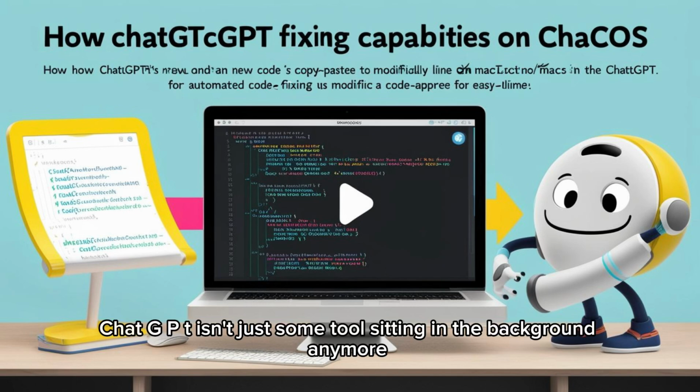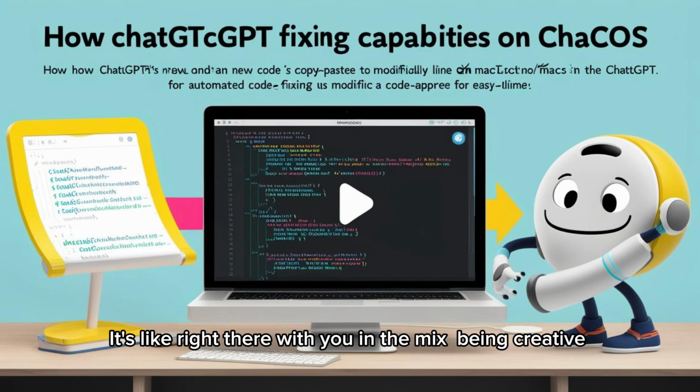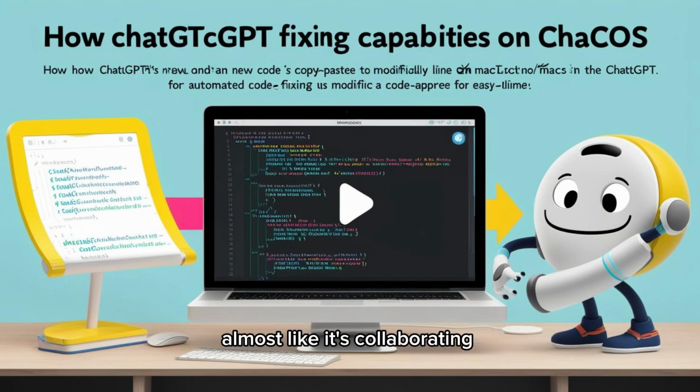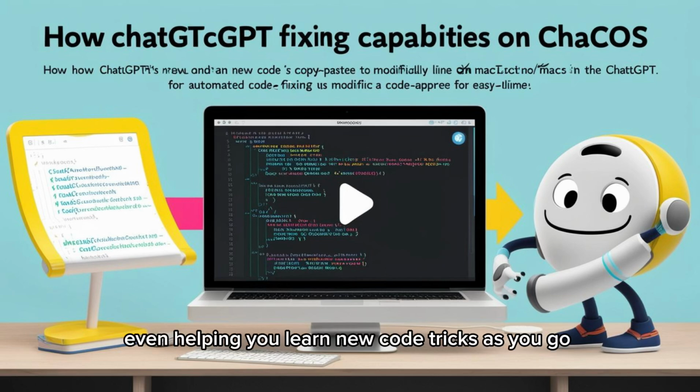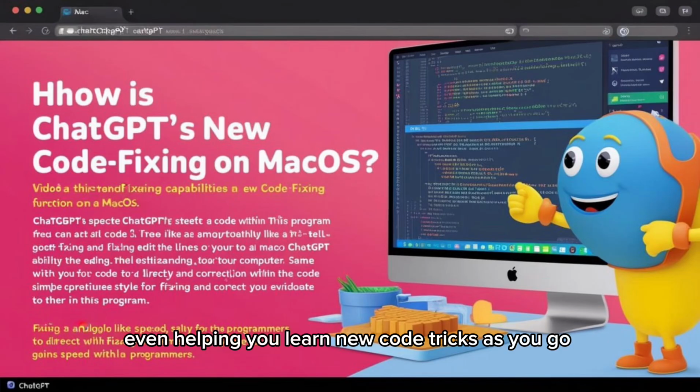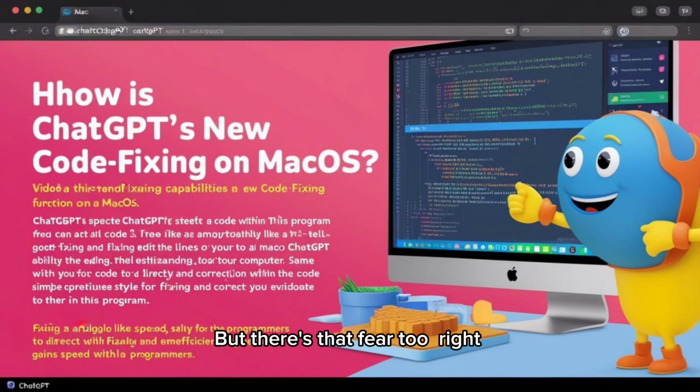Yeah, ChatGPT isn't just some tool sitting in the background anymore, right? It's right there with you, in the mix, being creative, almost like it's collaborating. And that's where the real potential is, I think. Imagine bouncing ideas off AI, having it test different things, even helping you learn new code tricks as you go. That sounds amazing. But there's that fear too, right? What if AI gets too good at coding? Like replaces human coders altogether?